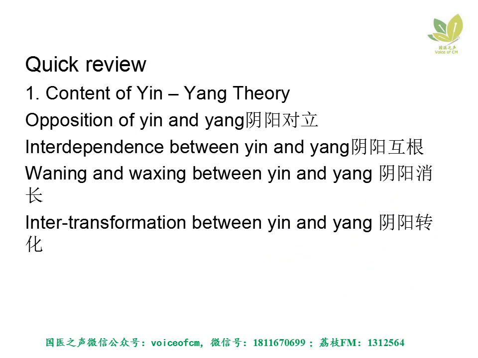Let's do a quick review. Let's review what we have learned today. So firstly, we talked about the content of yin and yang. So remember that there are four parts. The first part is yin-yang 对立, the opposition of yin and yang. The second part is yin-yang 互根, interdependence between yin and yang. And third part, yin-yang 消长, waning and waxing between yin and yang. And the fourth part, yin-yang 转化, intertransformation between yin and yang.